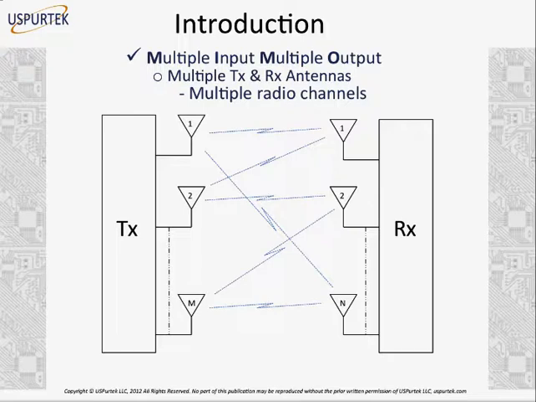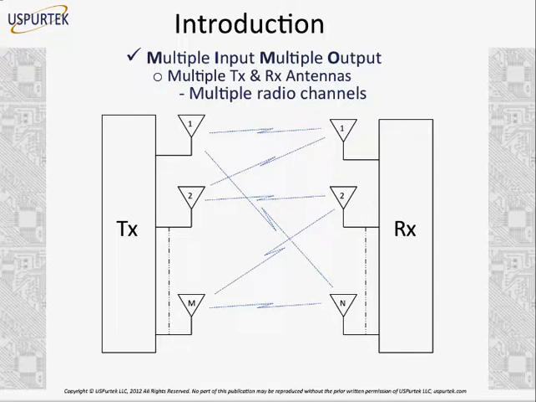So MIMO basically stands for multiple input and multiple output. What that means is multiple transmit and receive antennas, and that implies multiple radio channels between the transmitter and receiver. So the term input and output here refers to the radio channel and not the devices themselves. What that means, we have multiple signal inputs into the radio channels at the transmitter and multiple outputs taken out of the radio channels at the receiver.